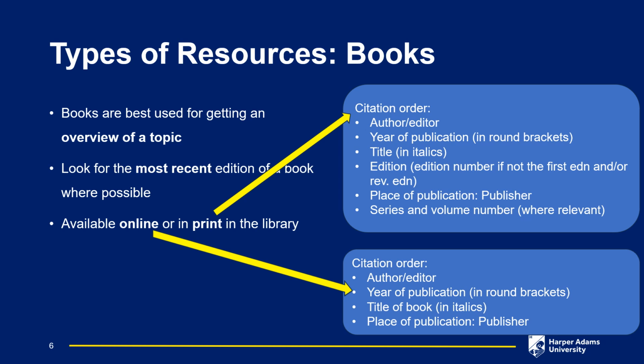So now let's think about the types of resources you can use, making sure you've got that range. Books are best used for getting an overview of a topic, especially textbooks like those you may find on your reading lists in Harlow. These are usually written by experts in their field. Where books are less useful is when you're looking for the most up-to-date research on a topic. For this, you may want to look at journal articles. Books take a while to produce, so will not always contain the latest information.